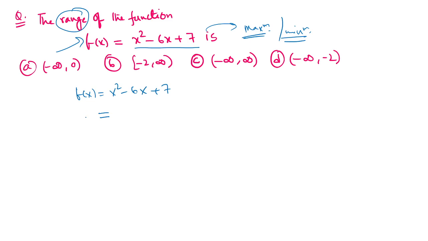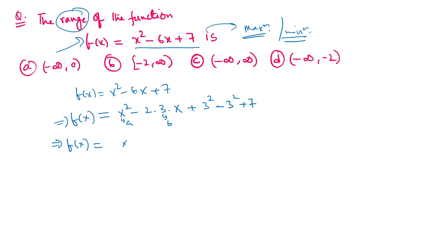Okay, we make f(x) a perfect square, right? See perfect square, like a square minus 2ab plus b square. So this is your a and this is your b. So if you combine all this, x minus 3 whole square, and if you calculate, this will be 3, this will be 2.